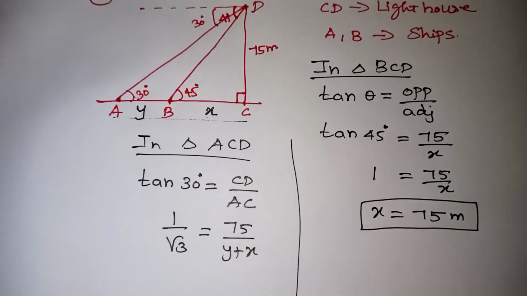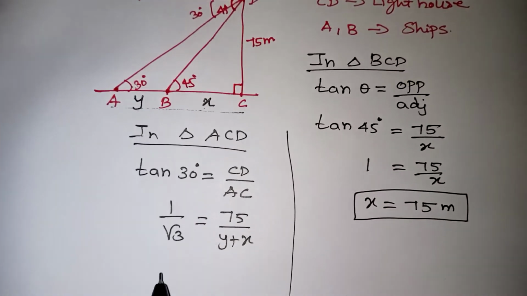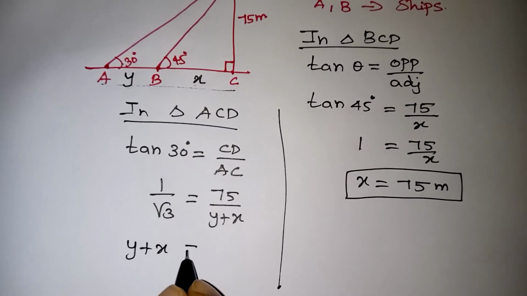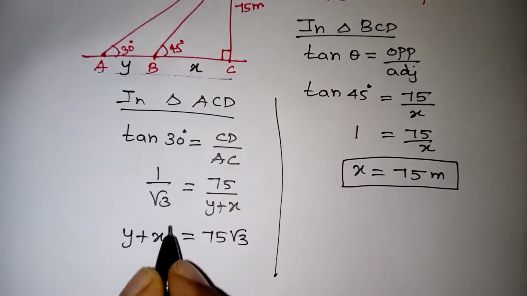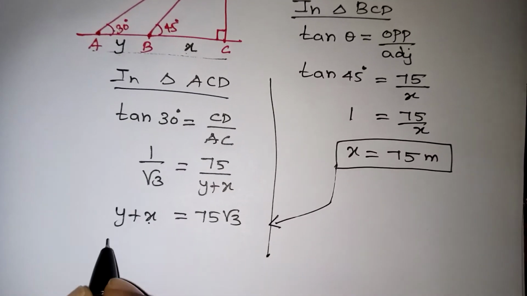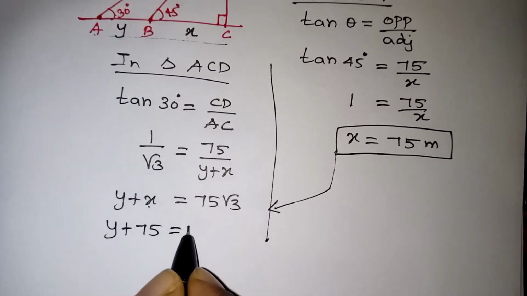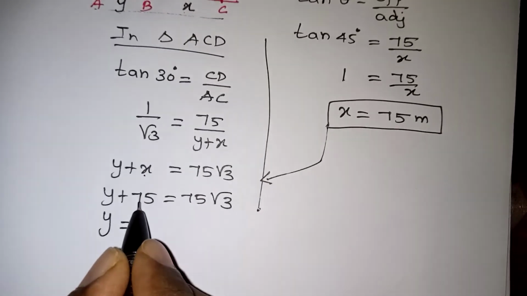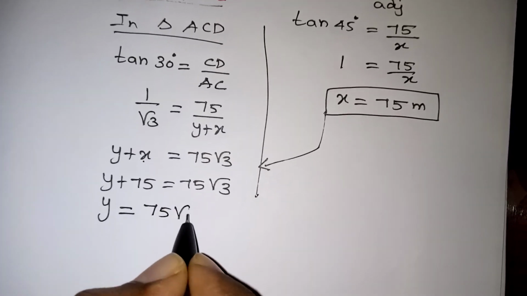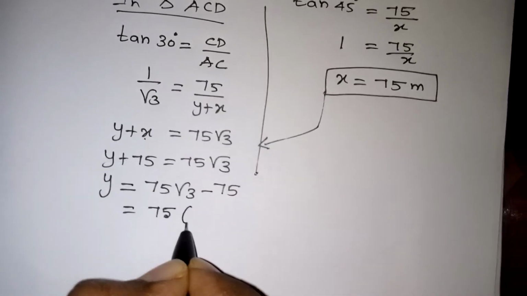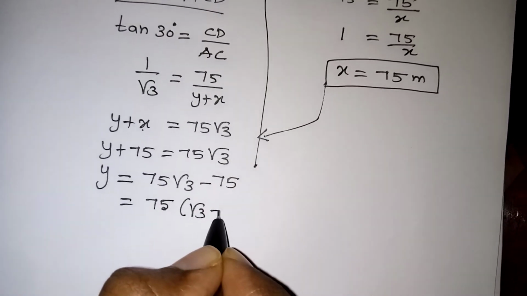We already got the X value, so let us substitute here. Before that we'll do the cross multiplication. Here we will get Y plus X is equal to 75 root 3. Now substitute our value 75 in the X place. So now Y plus 75 is equal to 75 root 3. Our aim is to find only the Y value. So the plus 75, taken to the other side, will become minus 75. Both terms have 75 as a common factor. Take it outside. Now the remaining is root 3, and here the remaining is minus 1.